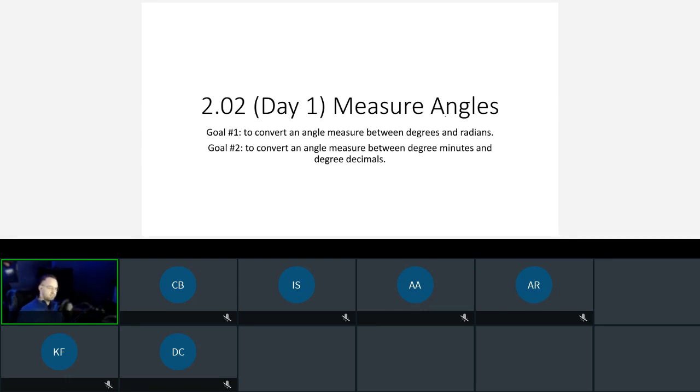All right, so this is the first day of Unit 2, 2.02, Day 1, measure angles. We're going to convert the angle measures between degrees and radians. That sounds fun. And we're also going to convert the angle measures between degree minutes and degree decimals. That's going to be something new. Goal 1, you may have done that in your past geometry class. Maybe. I doubt you've done the second goal.